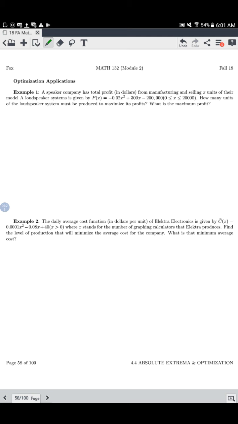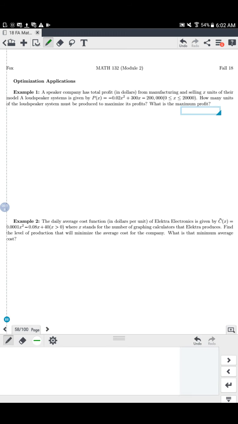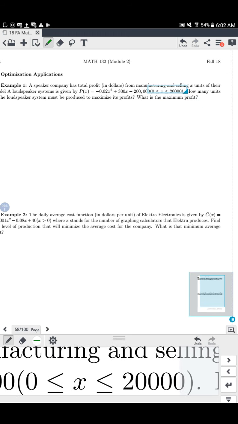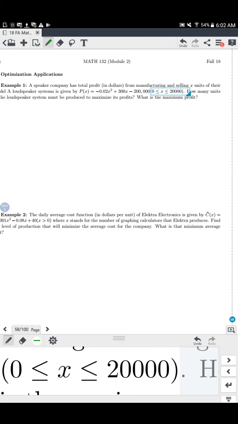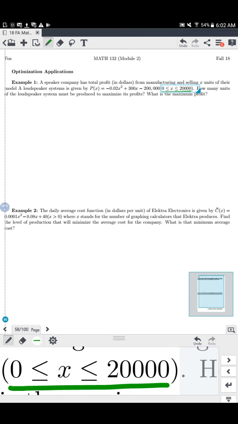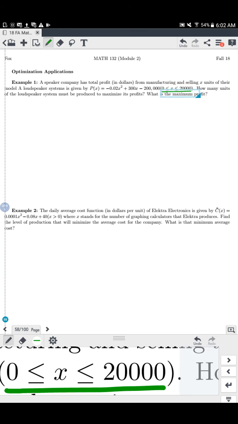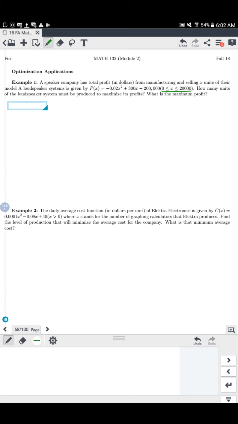So what's important is I'm trying to find an absolute max because I'm on an interval here. So my absolute max, I can find it by taking the derivative, setting it equal to 0, and finding my critical numbers, and then just comparing it to these endpoints. Because the least they can produce is 0 speakers, and the most that they're able to produce is 20,000. So let's do that here.